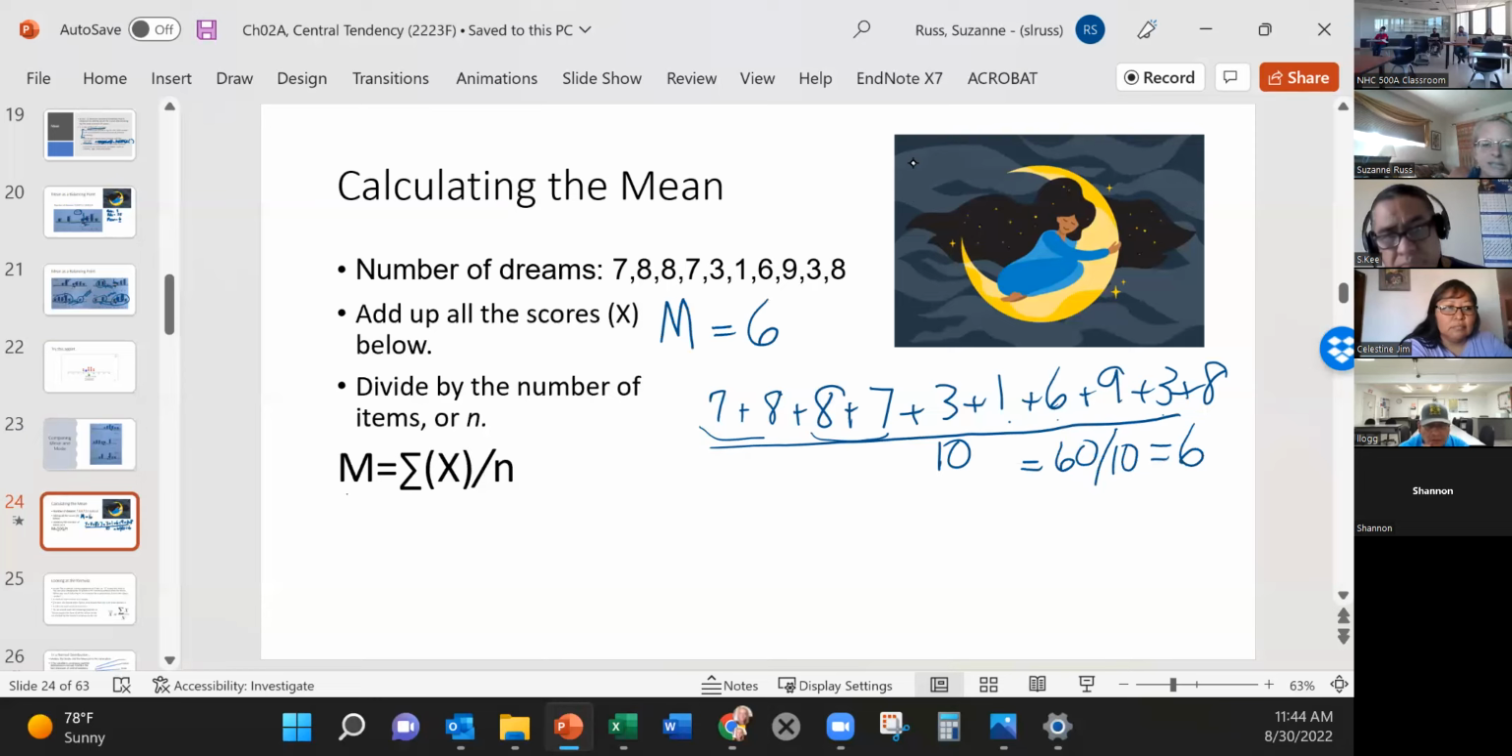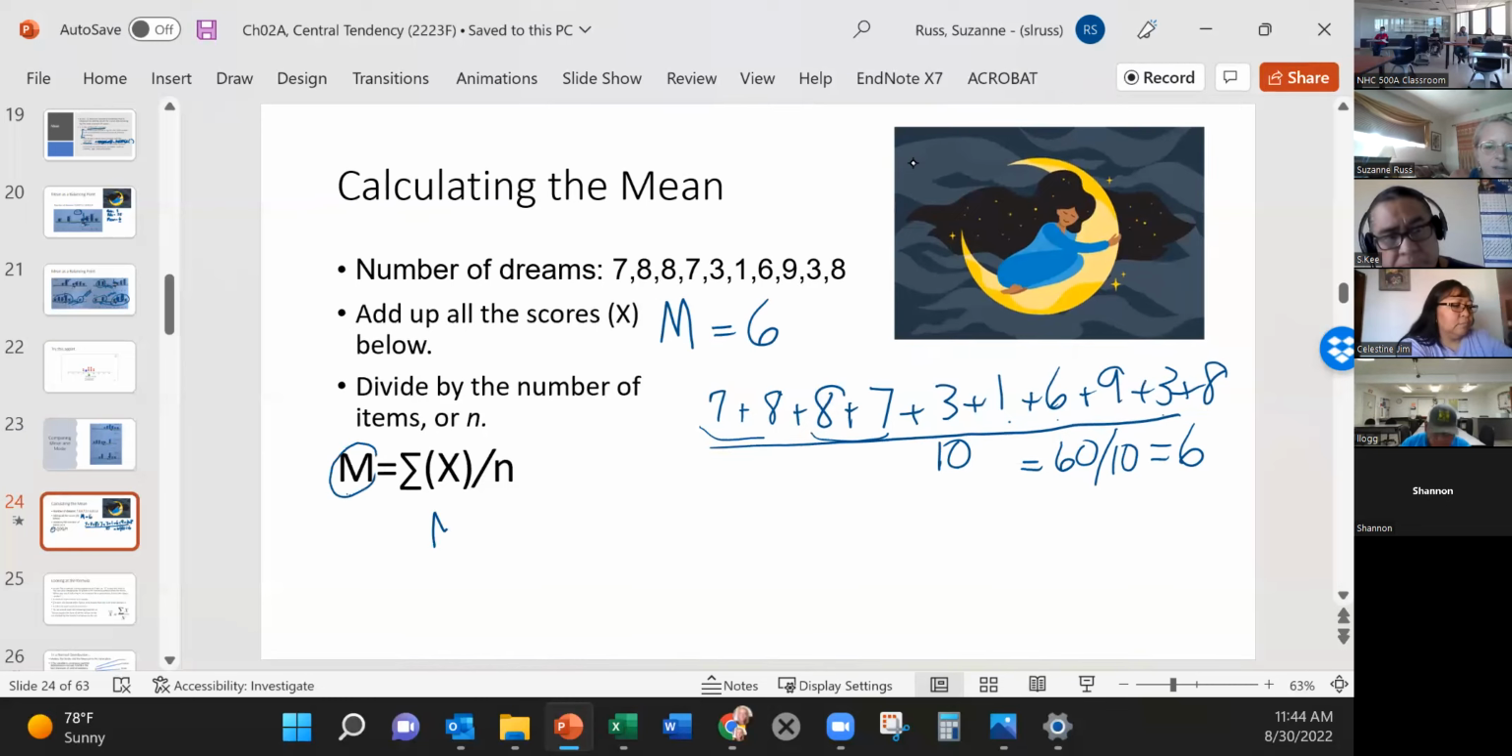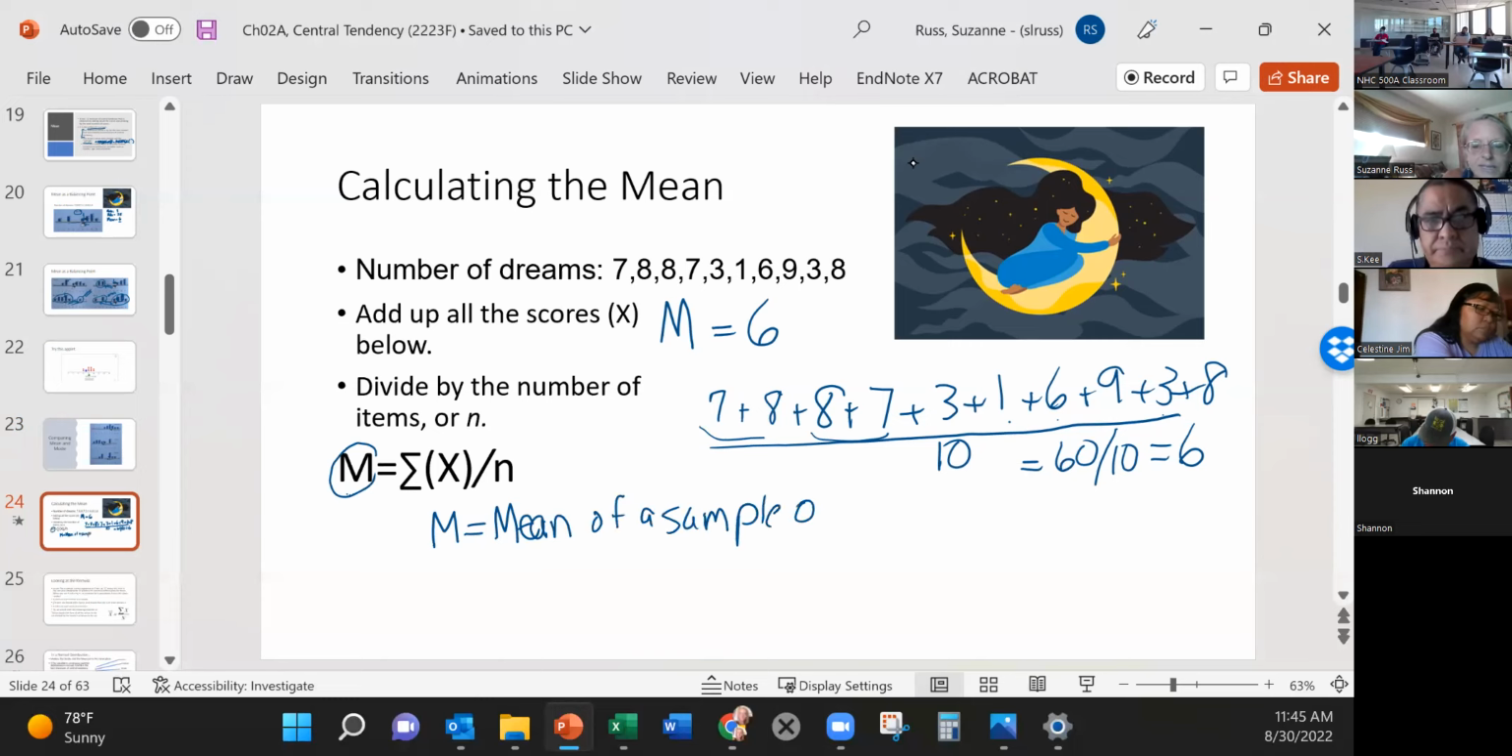But I want you to look at this because this is the language that we're going to be using in this class. So first off, we have M. M is always going to mean mean of a sample. So in this case, we have 10 people. Those 10 people are a sample. So mean of a sample of a group of people, a sample of individuals.